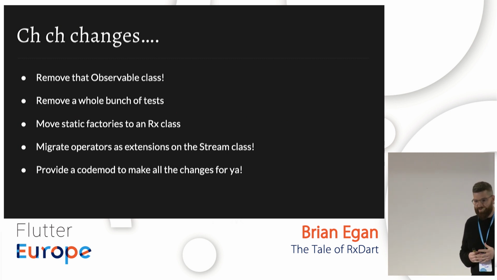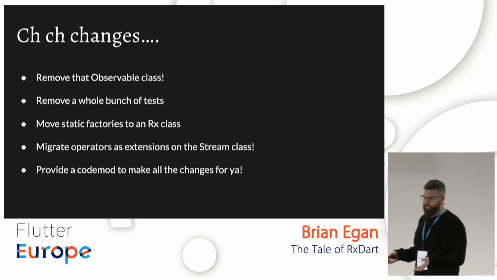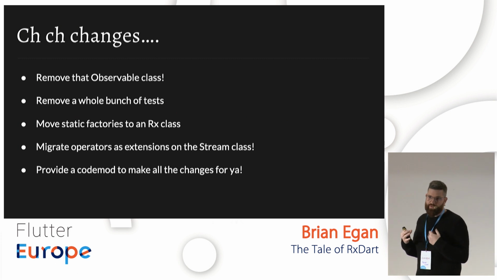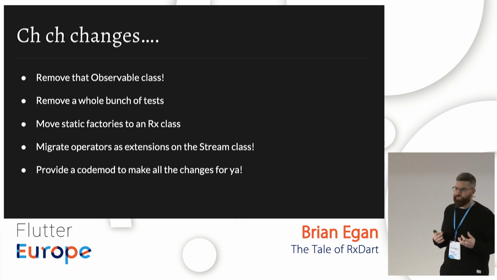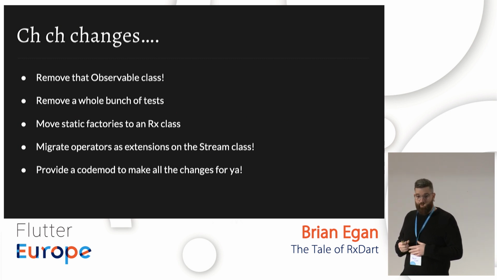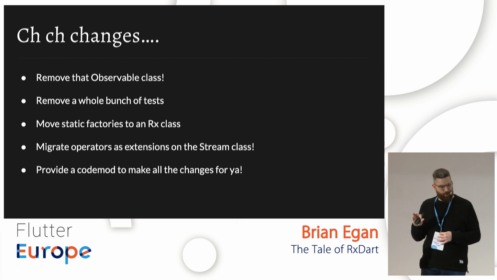Observable was pretty confusing for people, so we decided to just remove that class entirely. So people don't think, hopefully, that they're working with observables. You can just work with the raw streams now. You can have a never stream or things like that. We were able to remove a whole bunch of tests, and I told this to someone yesterday, and they're like, "Wait, you removed a bunch of tests?"